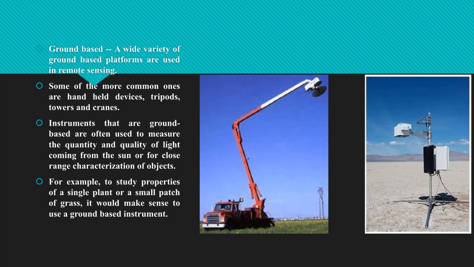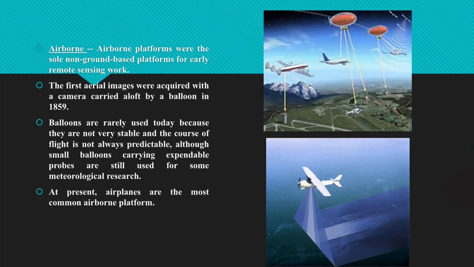Basically, ground-based platforms are used to acquire information about small areas. Like if we need to capture information about any grass, a particular area, a particular field, then we will use ground-based platforms. Now let's move on to the second type of platform, which is the airborne platform.